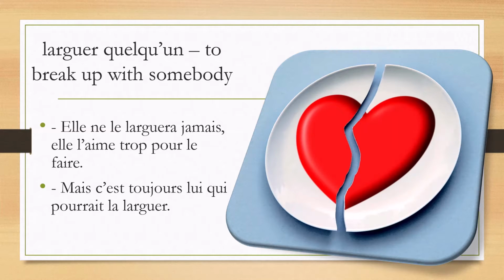As you can see, the direct object of the verb means that break up with her could be translated as la larguer, and break up with him would be le larguer. As you can see, this expression is in the informal register of the language, and there's also the formal register and the neutral register. How could we convey breaking up with somebody in the neutral register? The answer to that is with the expression rompre avec quelqu'un. So the second sentence of the example could go as mais c'est toujours lui qui pourrait rompre avec elle.